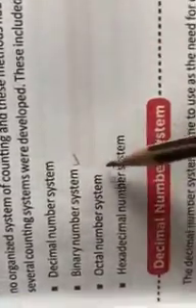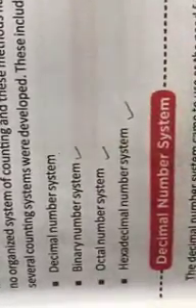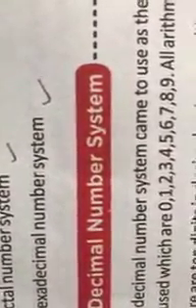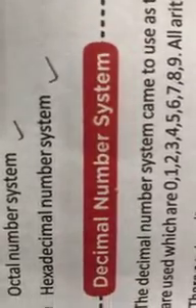Limitation means restrictions. With the course of time, several counting systems were developed. These include the decimal number system, binary number system, octal number system, and hexadecimal number system. Now, class, we will study each number system one by one.